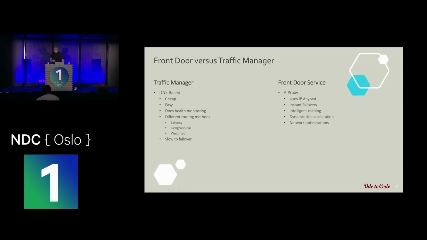And so IP Anycast can fail over instantly because it's working at the packet level, right? We don't have to wait for a DNS cache timeout. We can just start rerouting stuff right away. And because it's really a true proxy that's sitting between the client and your app service, wherever it's deployed, it can do intelligent caching. It can do what's called dynamic site acceleration, which is such a bizarre term, but that basically means it'll try to do things like compress content that comes back from your app service uncompressed, and all sorts of other network optimizations, some of which I don't understand at all.